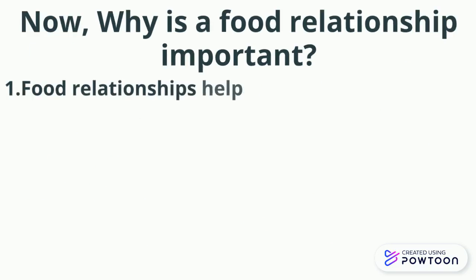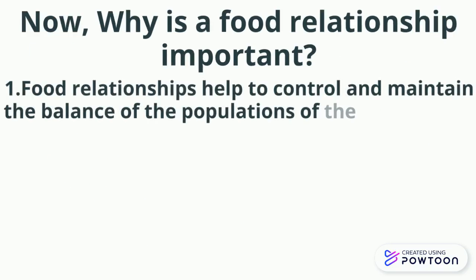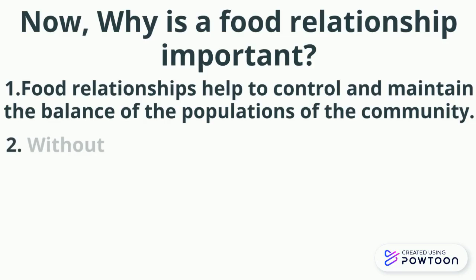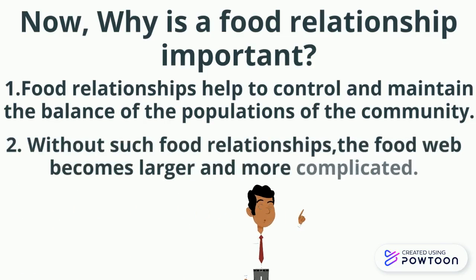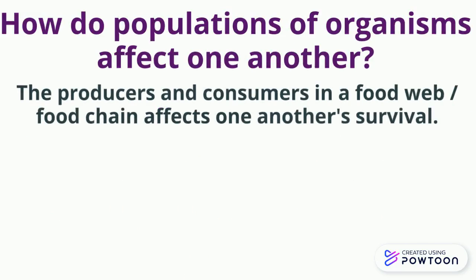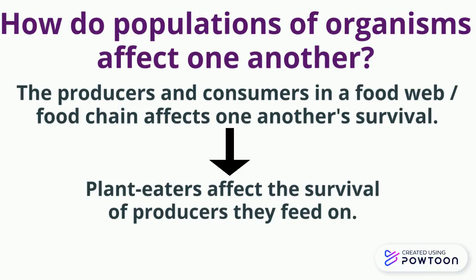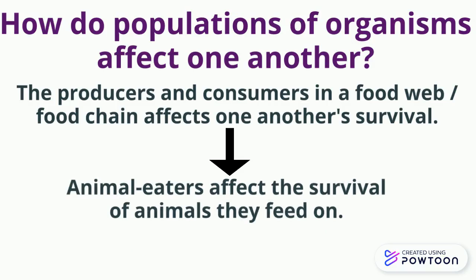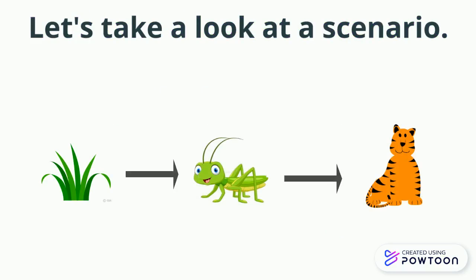Food relationships help to control and balance the populations of the community. Without these, the food web becomes larger and more complicated. The organisms in a food relationship affect one another's survival. Plant eaters affect the survival of producers they feed on, while animal eaters affect the survival of animals they feed on. Let's look at the scenario.